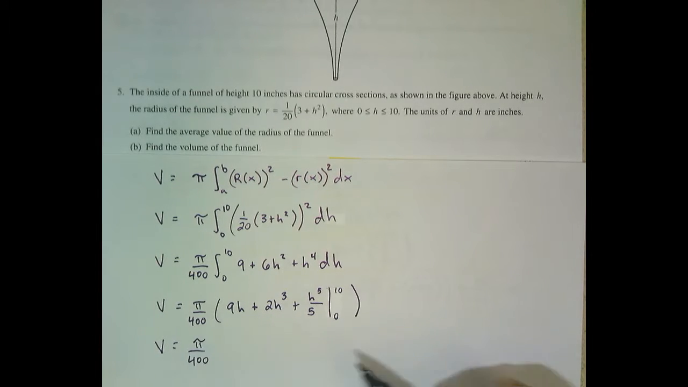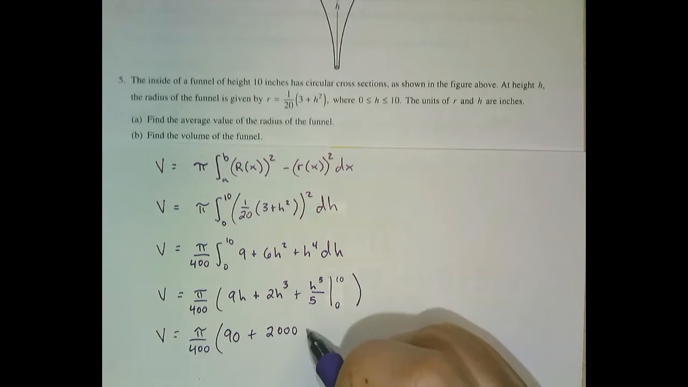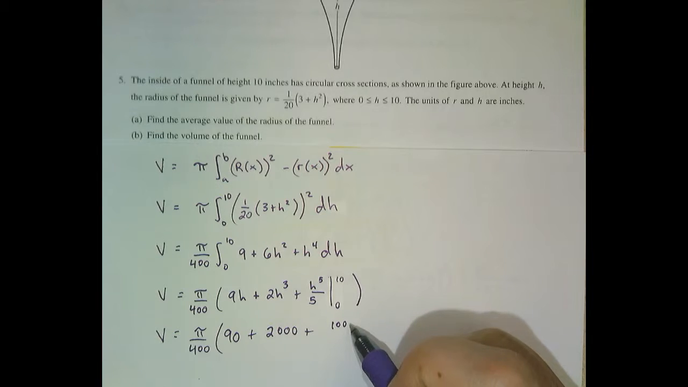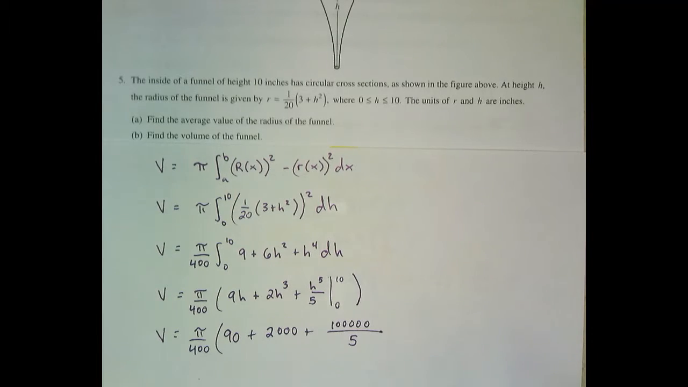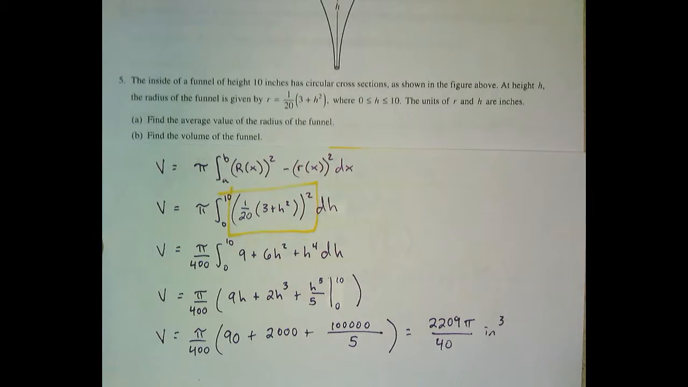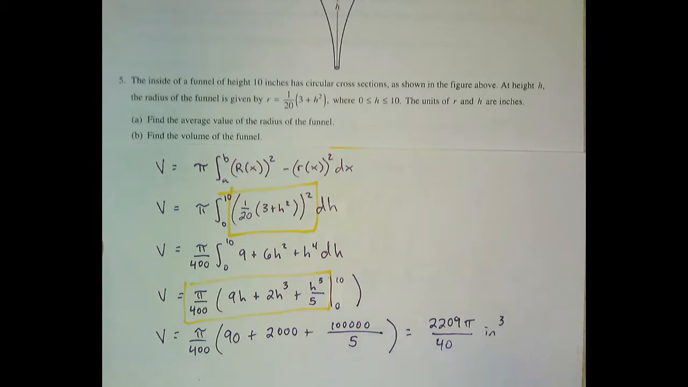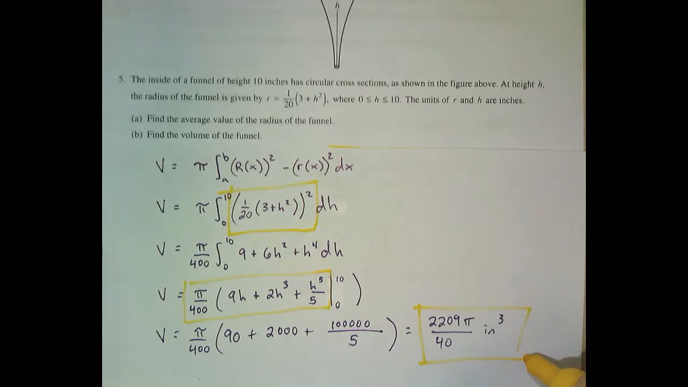If we stick 10 into the equation, we get 90 plus 2,000 plus 10 to the 5th over 5. And then plugging 0 in, subtract 0. There's our numeric answer. If we were to clean it all out, 2209 pi over 40, and it's a volume, so cubic inches. This is worth 3 points. 1 point for the integrand, 1 point for the antiderivative. Again, I kind of lumped the pi into the antiderivative, but, and our last point right there.